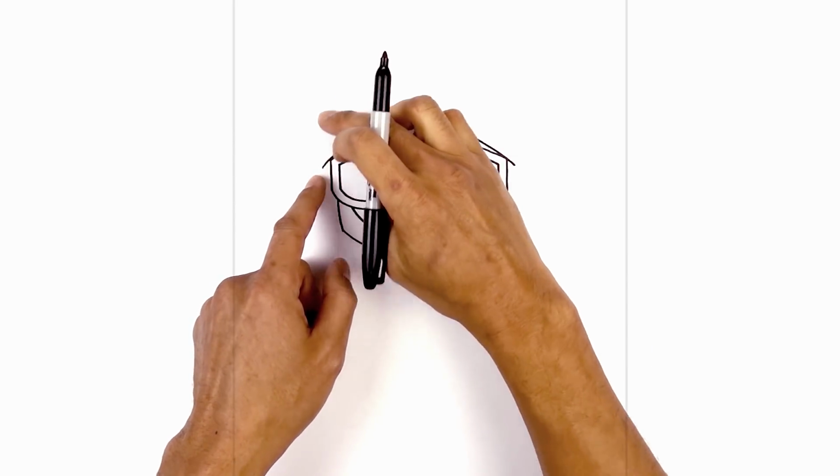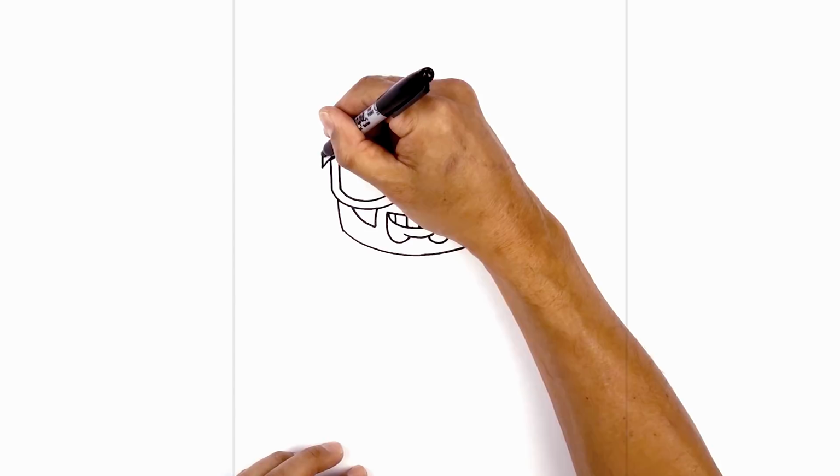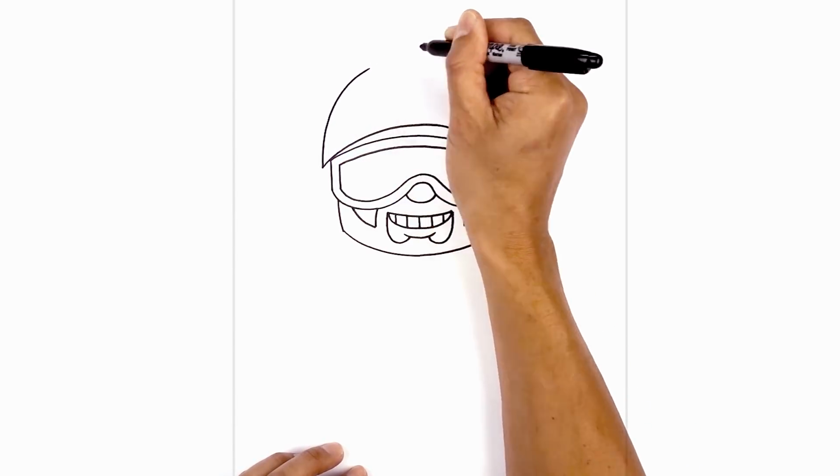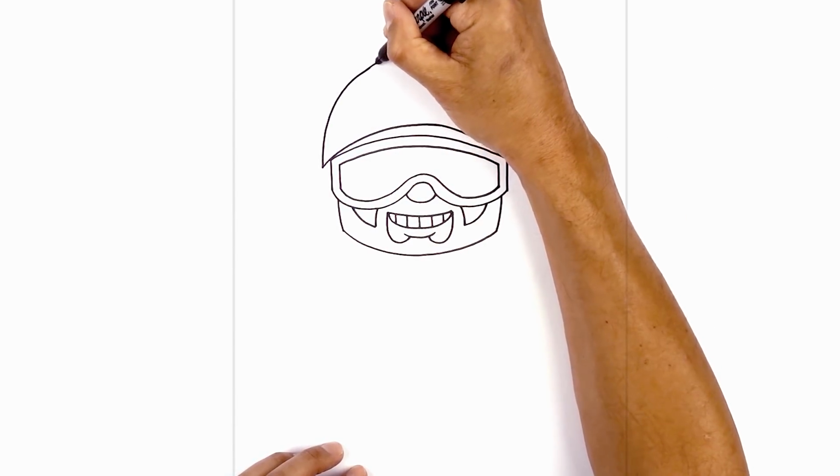Let's connect those 2 points with the top of the head. So we're going to start on the left side, curve up, start to pull that in. We're going to work our way back down towards the right side.